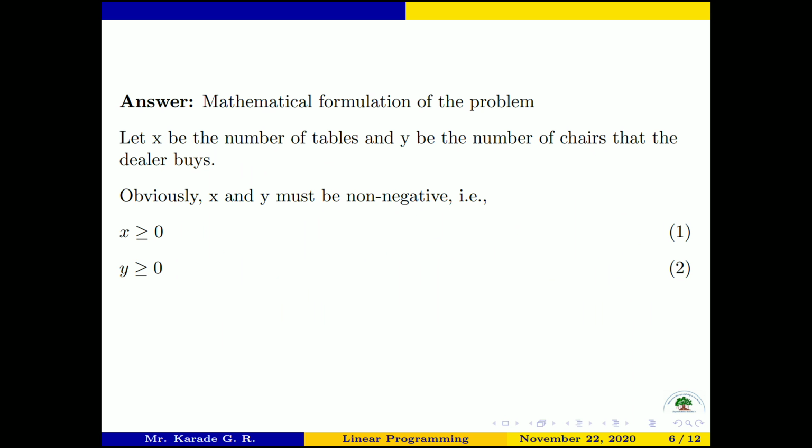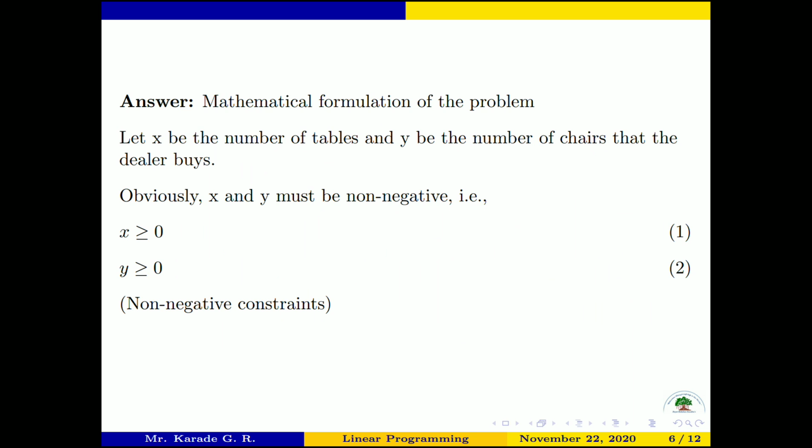See here, these are the conditions on these two variables. Number of chairs must be greater than or equal to 0, number of tables must be greater than or equal to 0. So these are the first two conditions, and these are called constraints, and these constraints are called non-negativity constraints.